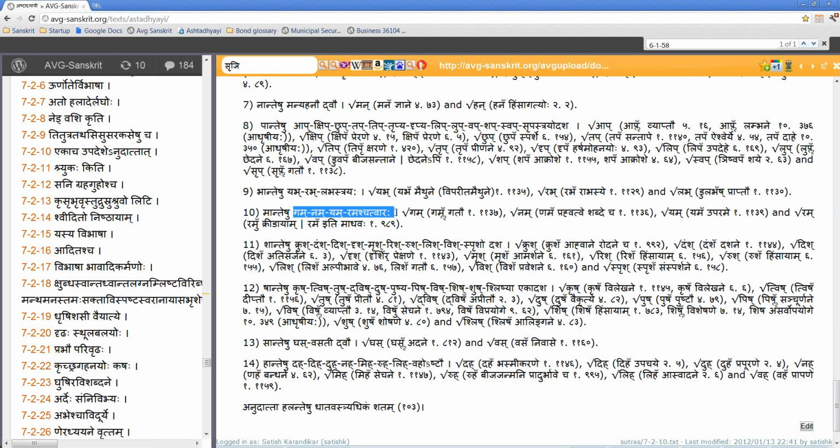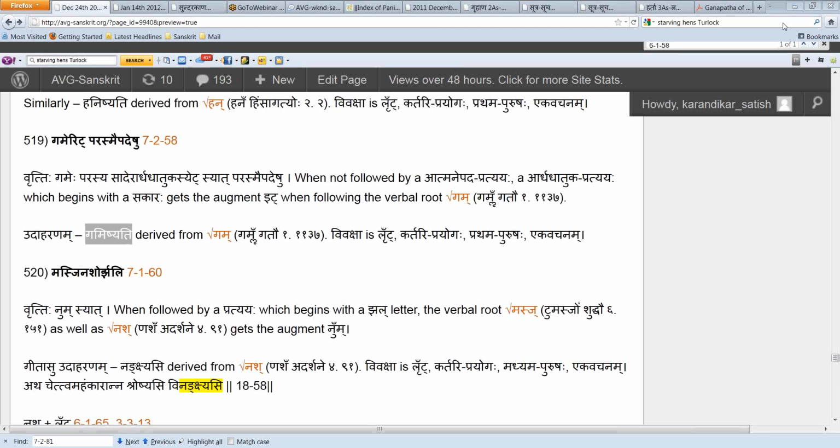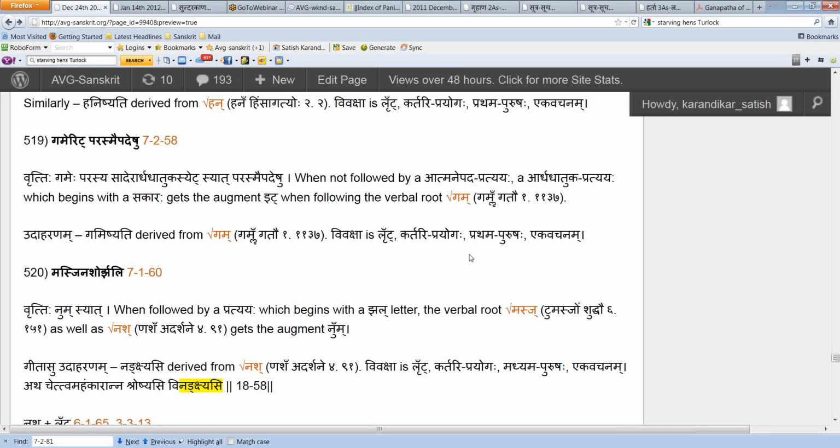Otherwise, there was no need, because in the absence of the special rule, 7 to 10 would have blocked 7 to 35. But now because Panini specifically says that following a dhatu gam, the pratyaya sakaradi, sanya of ardhadhatukam, takes idagamaha, so you get the form gamishyati, all the same steps, gamishyati. Okay. Now we go to one slightly different section here.